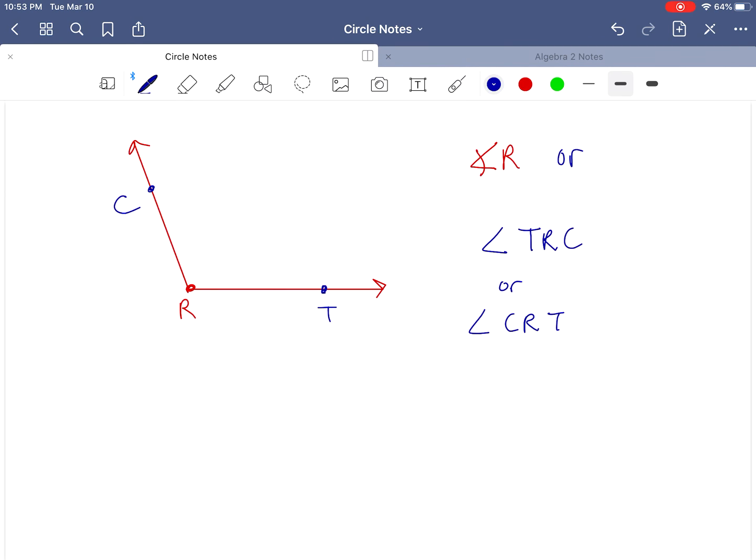So when I'm talking about this angle R, I'm talking about the measurement from one ray to the other. Okay? And in this case, if I said to classify it, this would be considered an obtuse angle.